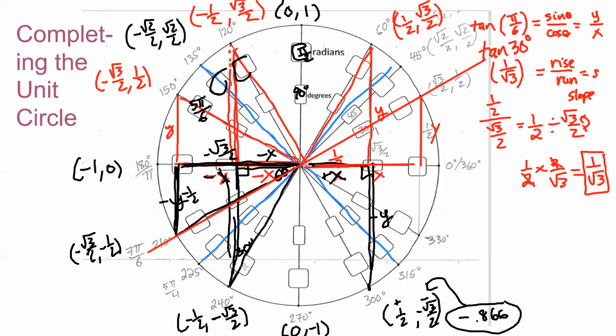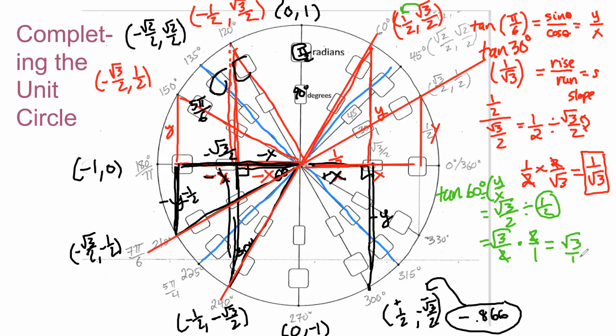So if I look at this line right here, that has a steeper slope. So if I do the tangent of 60 degrees, I'm going to do y over x, which is root 3 over 2 divided by 1/2. That gives me root 3 over 2 times the reciprocal, 2 over 1. The 2's cancel, and this time it's just root 3, because I don't need the over 1 part. So this tangent is the square root of 3.